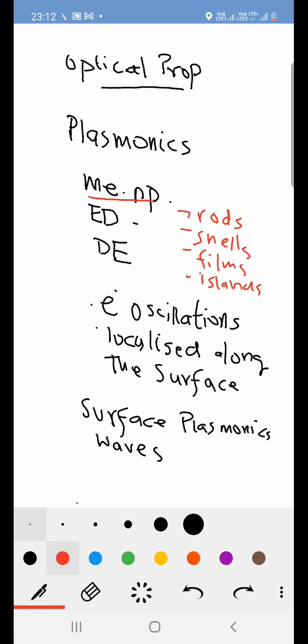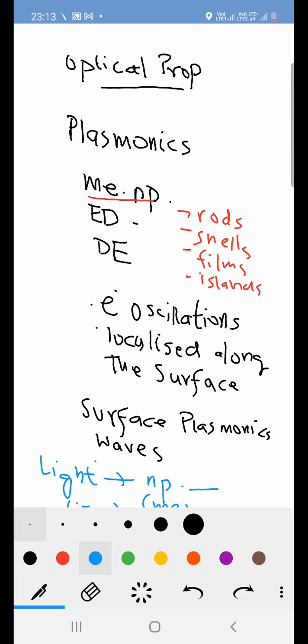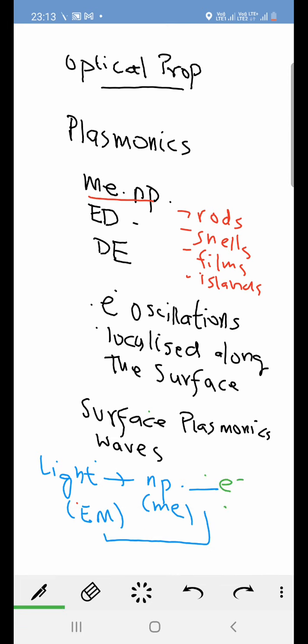When light falls on a metal nanoparticle, there are oscillations of electrons already present. Light is basically an electromagnetic wave. So the interaction of this electromagnetic wave takes place with the pre-existing electron oscillations. These two interact with each other and interfere. That is why the oscillations are also called the plasmonic wave.